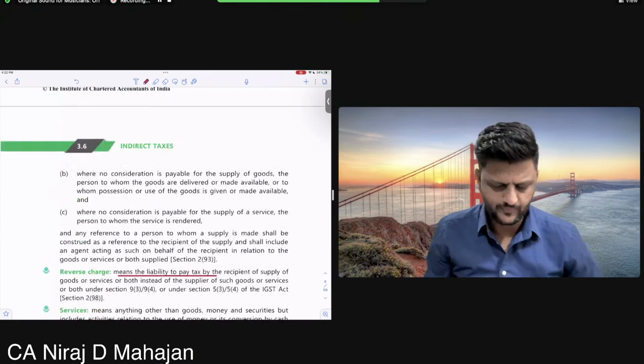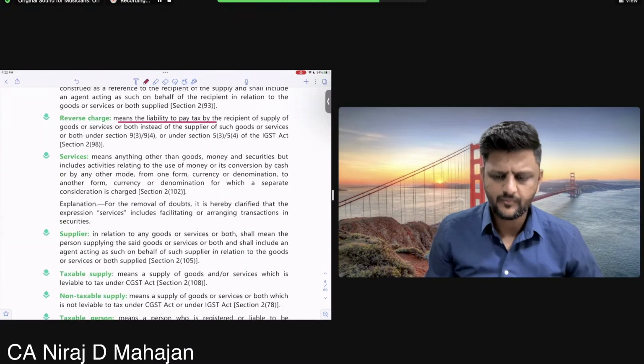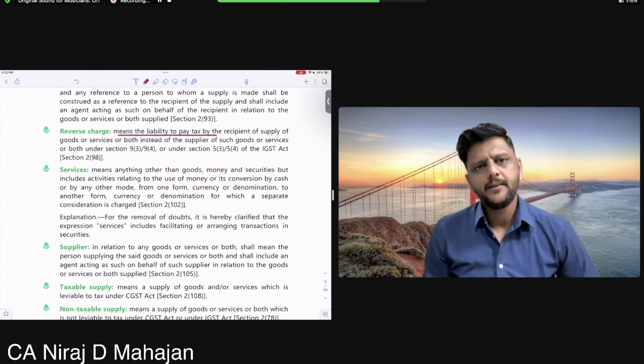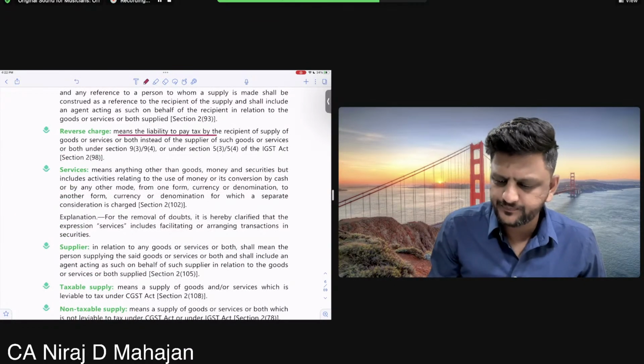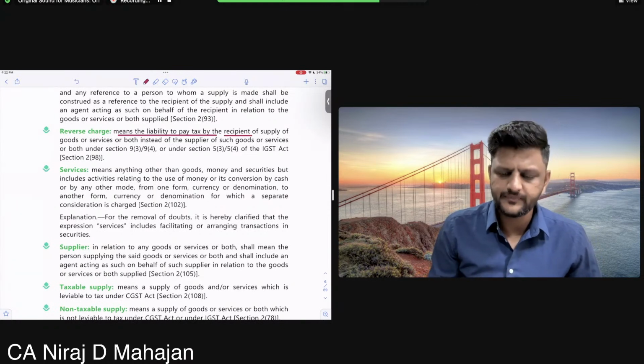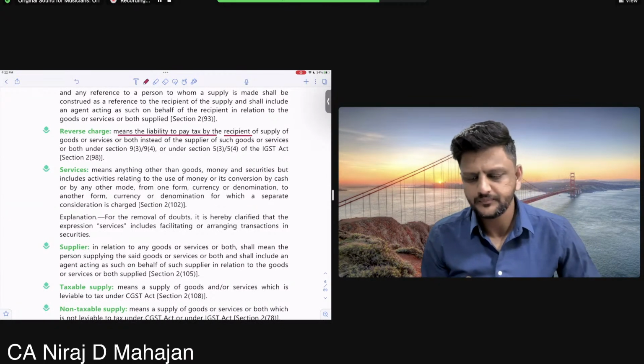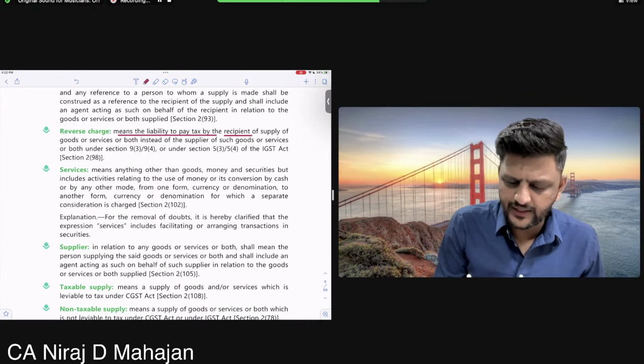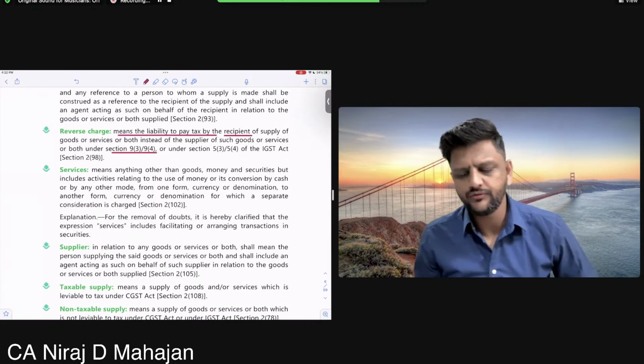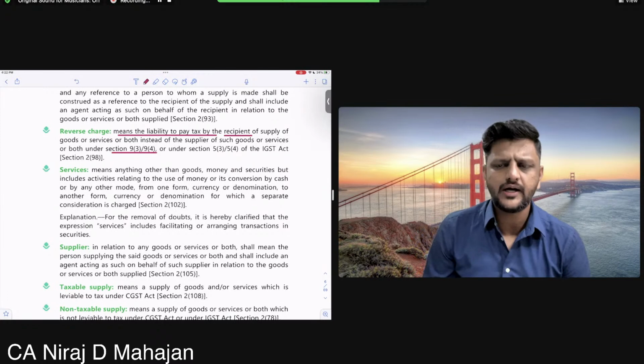Come to page 3.6. Reverse charge means the liability to pay tax by the recipient of the supply of goods or services or both instead of the supplier, under section 9(3) or 9(4) of the CGST Act or 5(3) or 5(4) of the IGST Act.